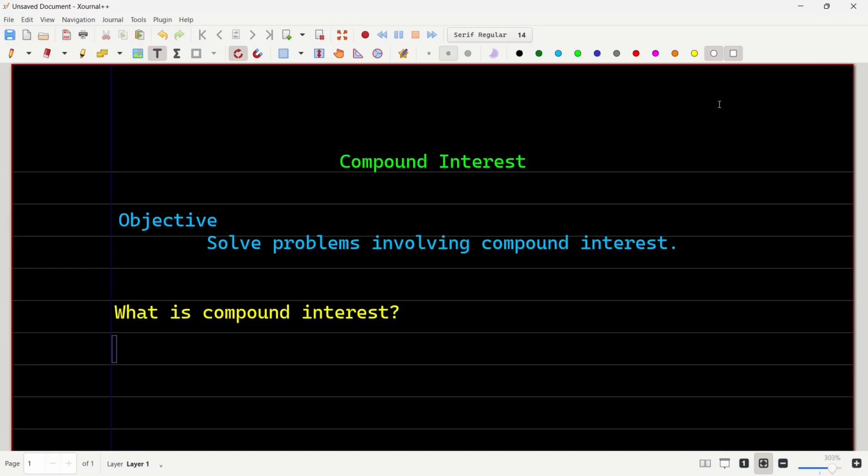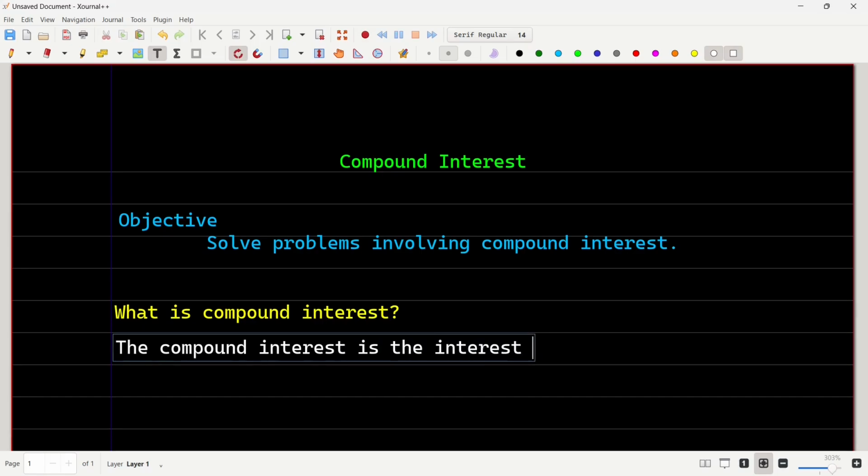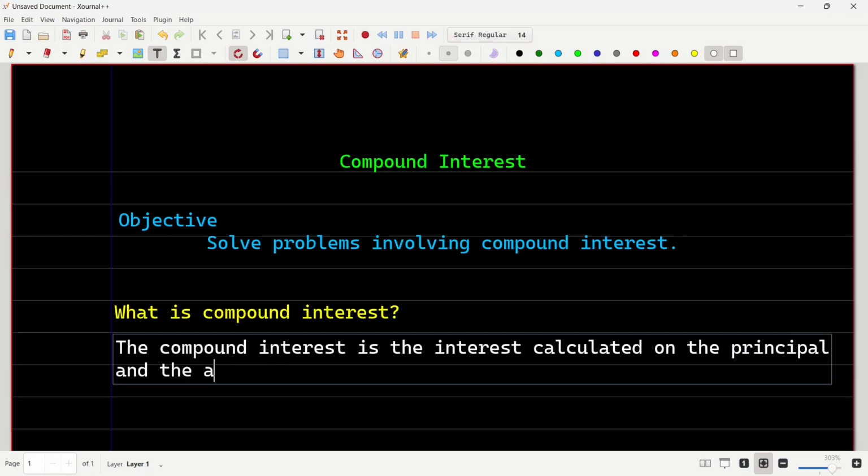So let me just put a little note here about compound interest. The compound interest is the interest calculated on the principal and the accumulated interest. All right, so that's a very small note for you there.